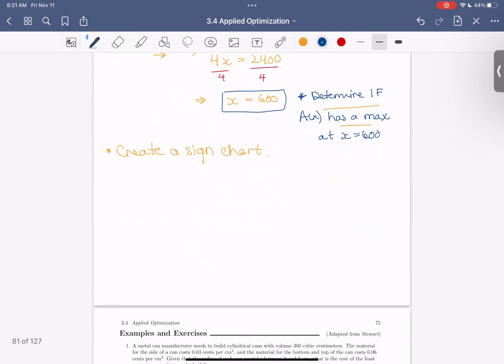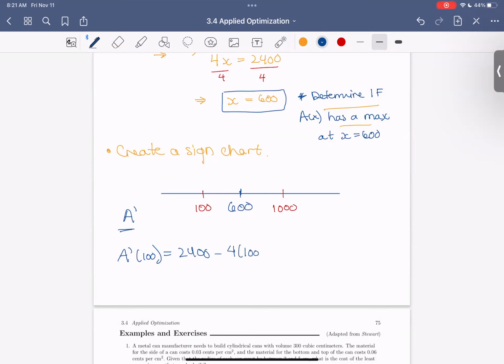So setting up that sign chart, I have my 600, that's my important critical value. So then I can use some test numbers. So I could use a number here like 100 and a number up here like 1000. And so now I'm going to test the derivative at those two values. So the derivative of A at 100 would be 2,400 minus 4 times 100.